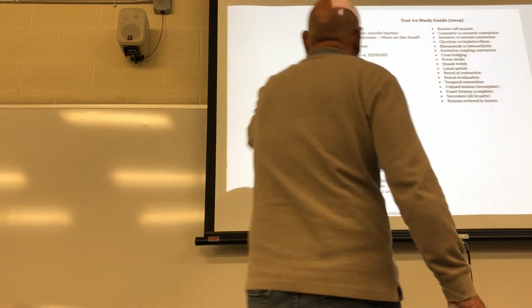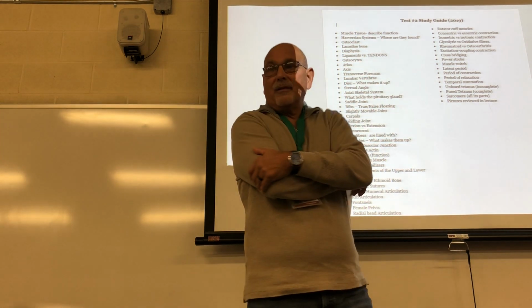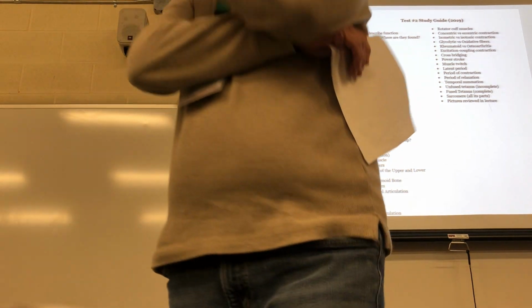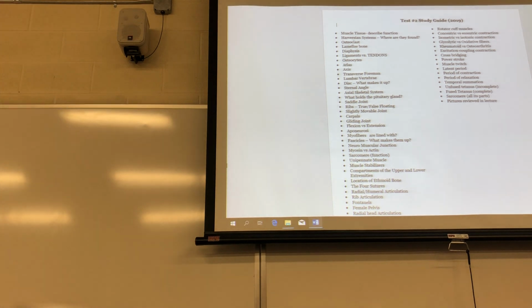Okay, which one holds bone to bone? Ligaments. Which one holds the muscle to the bone? Tendons. So that's the difference, but they're made out of the same material, doing different jobs. And how do we create a tendon? What happened in the muscle to make a tendon?